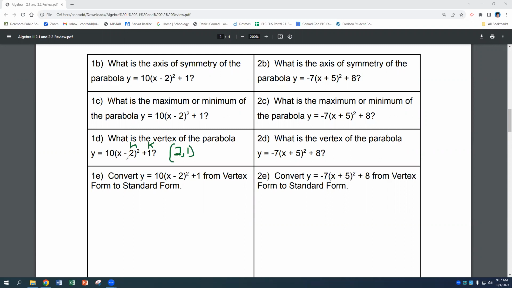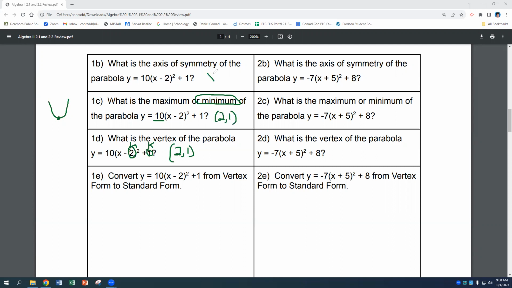Remember, you've got to switch the sign, or think of it as switching the sign for the x. It's not really switching the sign because it's x minus h, but h is going to be 2, and k is going to be 1. So (2, 1). Okay, a is +10, so this parabola is opening up. So if it opens up, this is a minimum. And our minimum is the vertex in a parabola. So our minimum is going to be (2, 1).